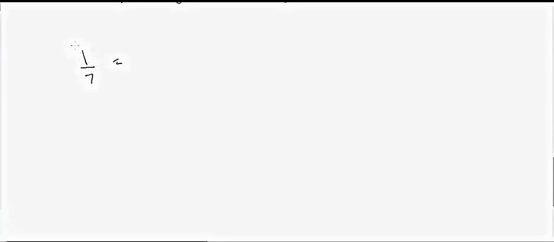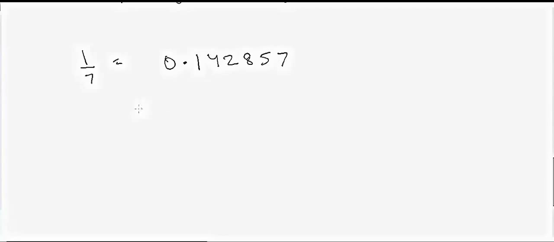So if you want to divide something by 7, let's do 1 by 7. If you divide 1 by 7, that will be equal to 0.142857, right? So you can see there are several digits in this.